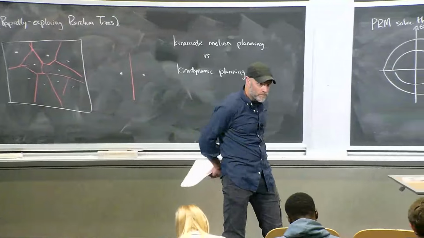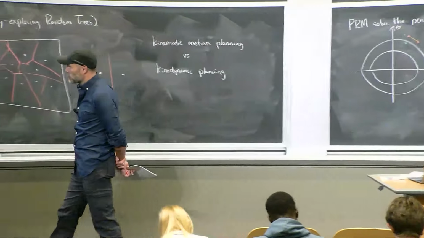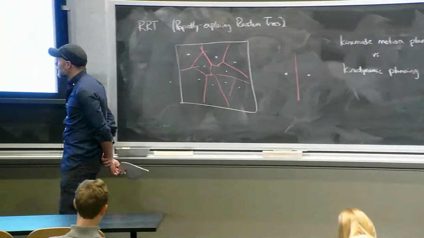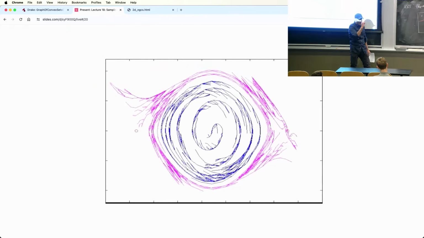Yes? How do you pick the initial node in that case? Is it just the origin? I picked the origin and picked the goal as the upright. And I sampled with the wraparound, so that is one point, even though I drew it twice in the plot.